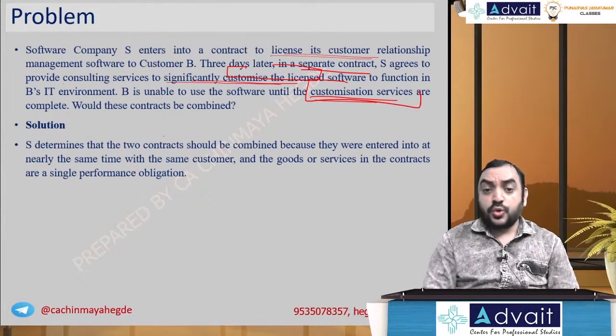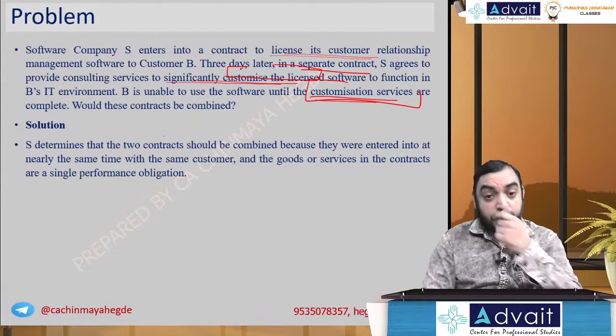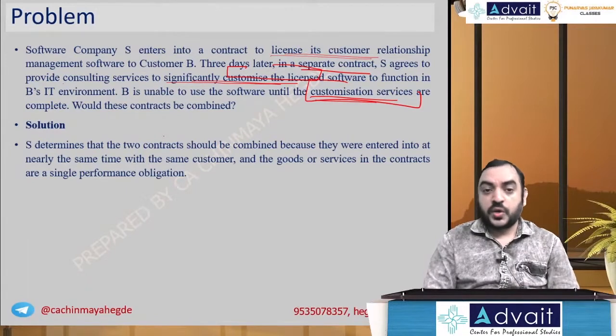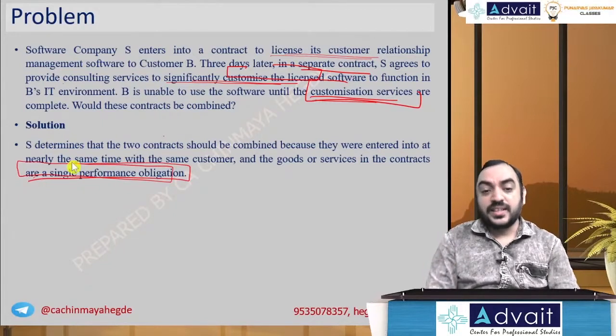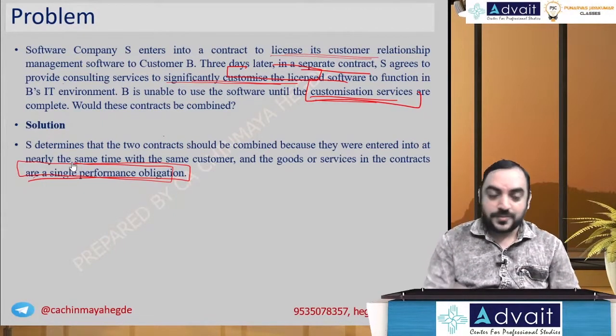S determines that the two contracts should be combined because they were entered into at nearly the same time with the same customer, and the goods or services in the contract are a single performance obligation. This is the keyword. They are part of a single performance obligation.